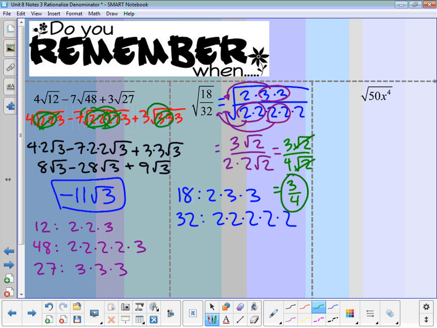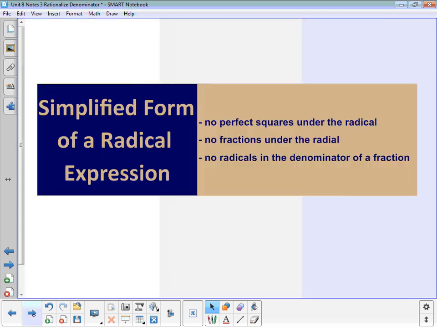I want you to pause the video at this time and see if you can finish number 3 on your own. Now, simplified form of a radical expression. These are the 3 things that we have to have. We talked about these in notes 1 and also in notes 2. No perfect squares under the radical, no fractions under the radical, which we've been fixing so far. Today we're going to concentrate on no radicals in the denominator.